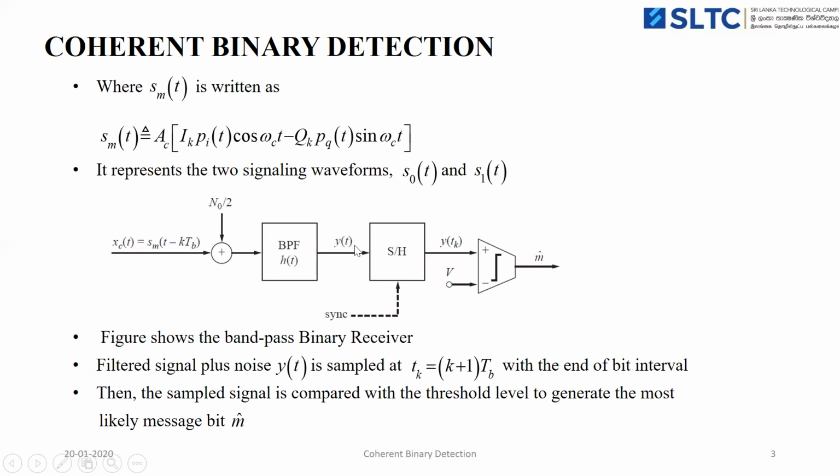The received signal y of t passes through the sample and hold circuit, which generates the sampled values of the received signal, denoted by y of tk, where tk is the sampling time. It is given to the detector of the receiver. In the detector, we use the optimum threshold V. Based on the threshold condition, the detector will estimate the message bit m cap.